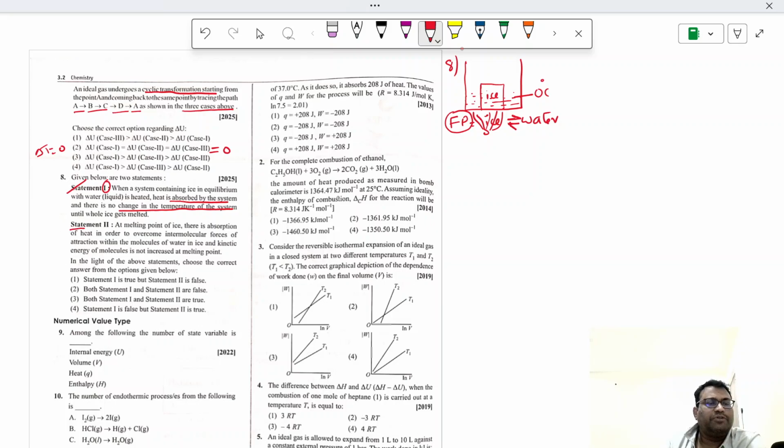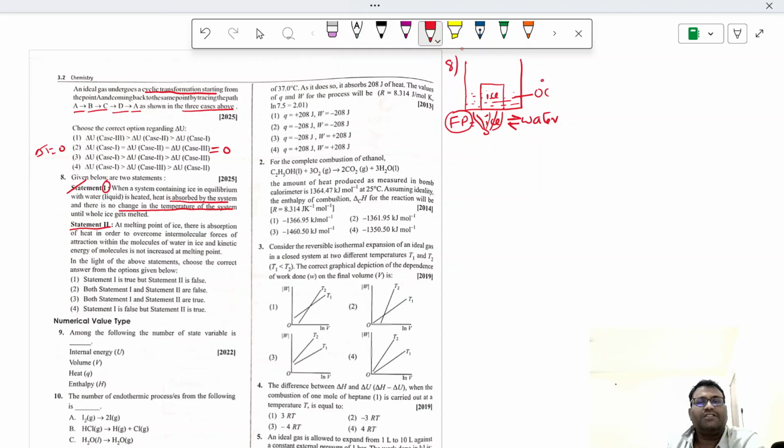Statement 2, let us come to statement 2. At the melting point of ice. What is the melting point of ice here? Melting point is also 0 degrees centigrade, and freezing point is also 0 degrees centigrade. So when you are heating, what happens? The ice melts slowly.